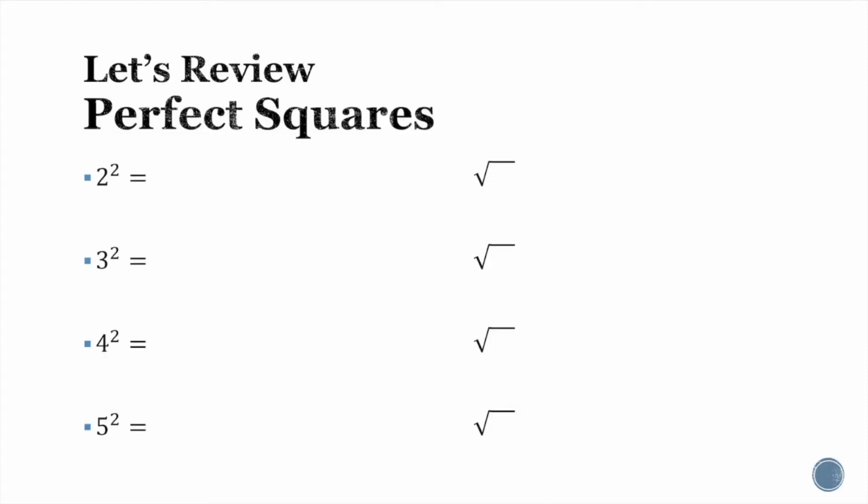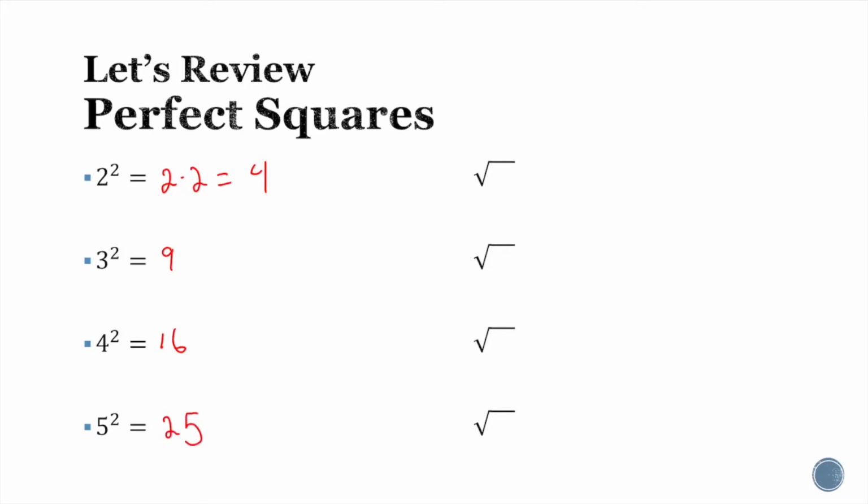So, perfect squares. 2 squared. Very simple. 2 times 2. Very easy. Nice 4. 3 squared, 9. 4 squared, 16. 5 squared, 25.